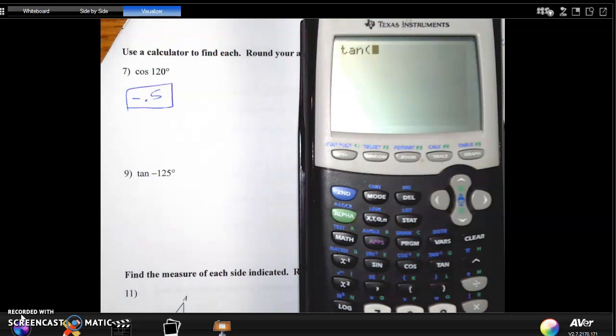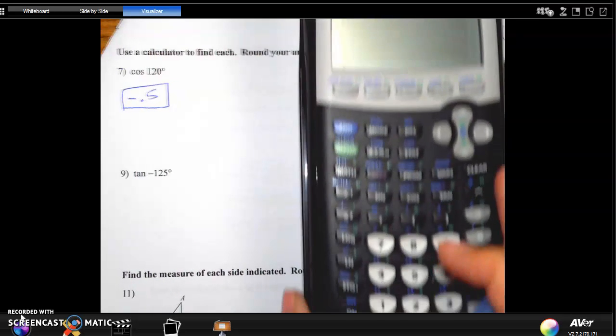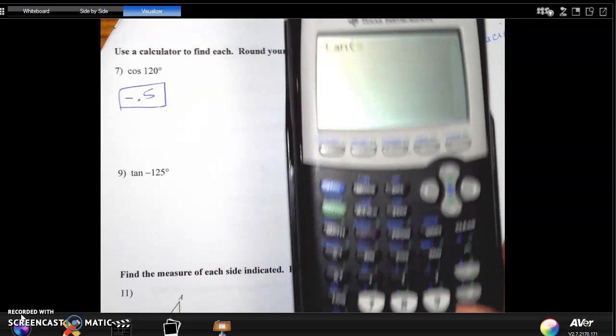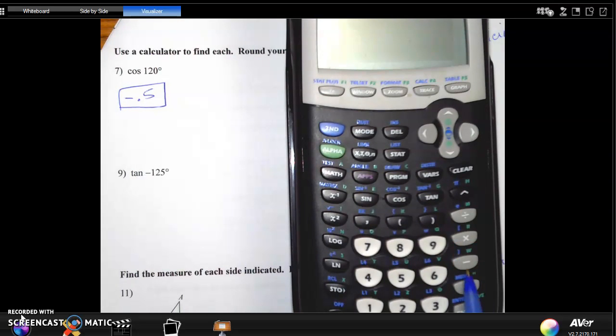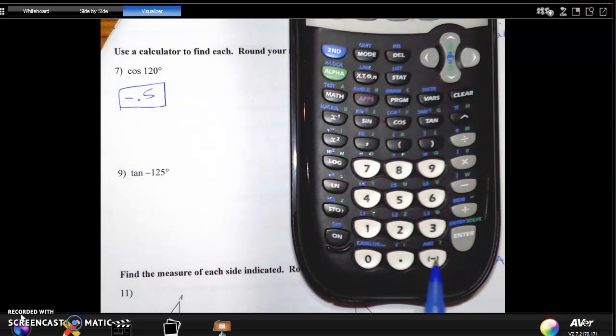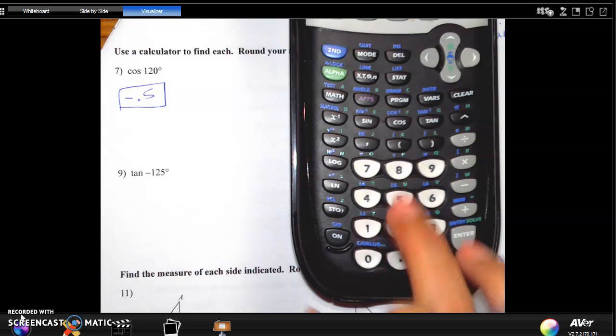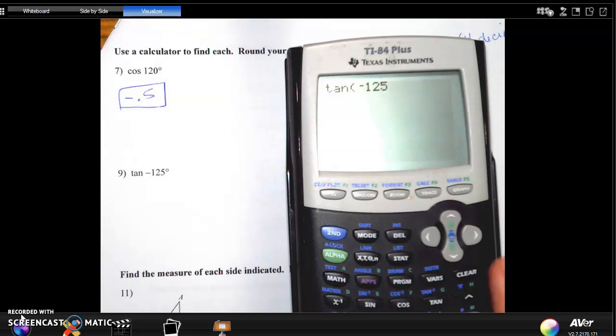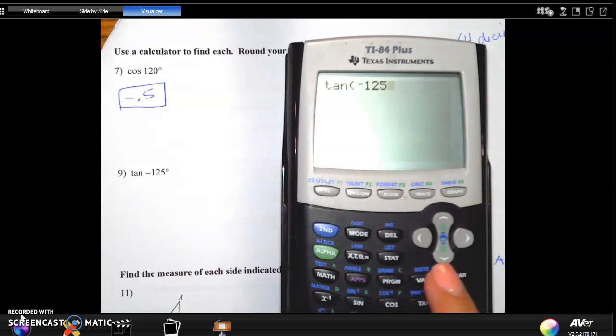Now careful here, you have a negative angle. Don't use your subtraction symbol down here. Don't use this. You have to use your minus sign that's down here. You have to use this. So I'm going to do minus 125. You see it showing up there.